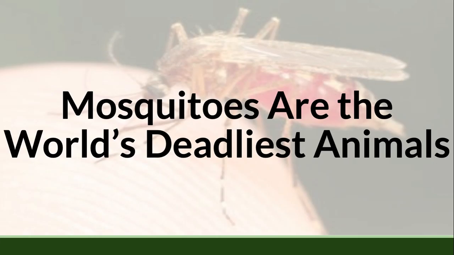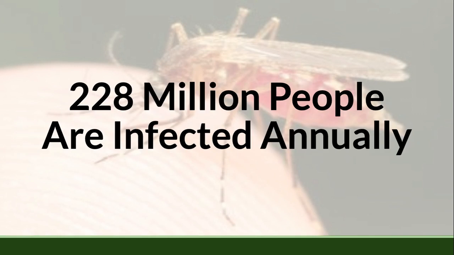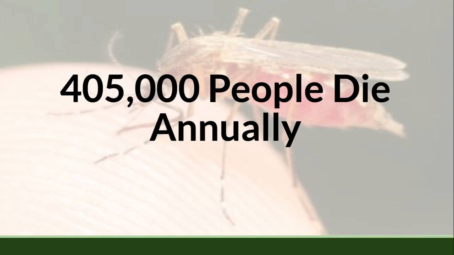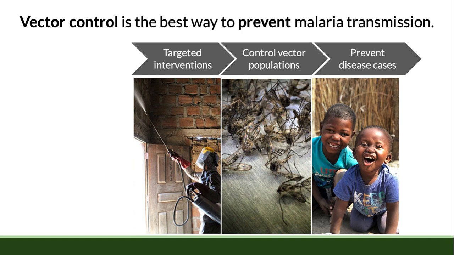They kill more humans each year than any other animal combined. This is because certain species of mosquito are capable of transmitting diseases to humans, such as Zika, dengue, West Nile virus, and malaria. Malaria infects 228 million people annually, with 400,000 deaths, mostly children under 5 and pregnant women. The tragic part of this is that malaria deaths are preventable.